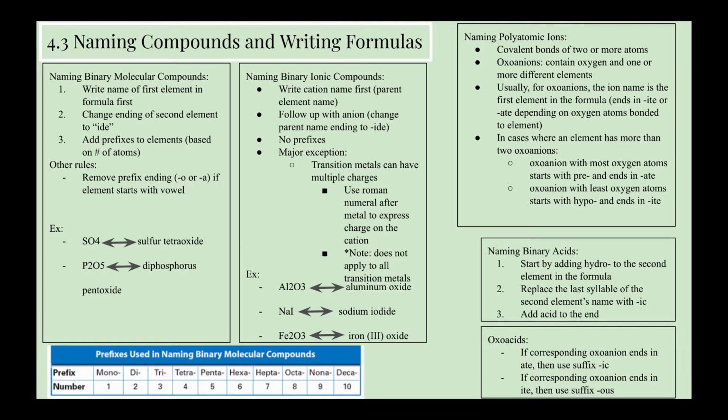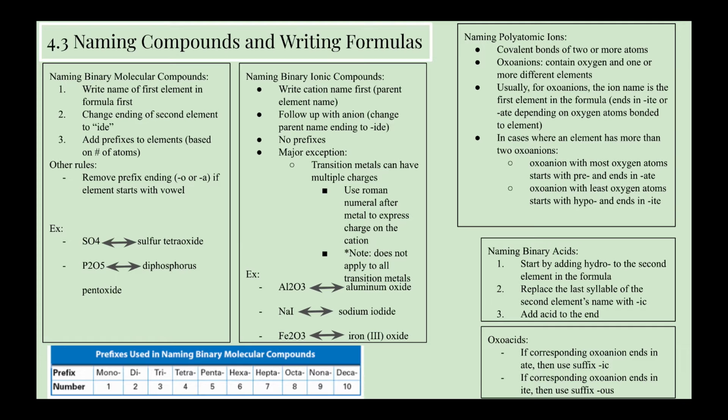We can also work the other way around. Let's say we start with diphosphorus pentoxide. The first element is phosphorus and it has the prefix di, so we know there are 2 phosphorus atoms. Then for oxygen, it has the prefix penta, so we know there are 5 oxygen atoms. And that gives us the chemical formula P2O5.